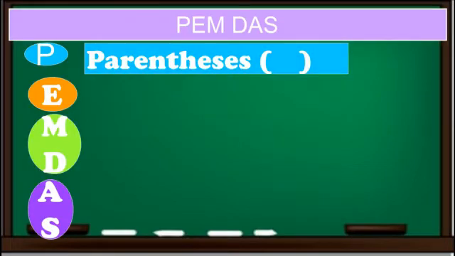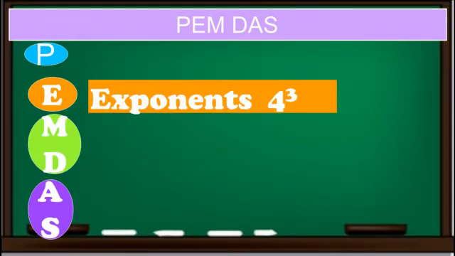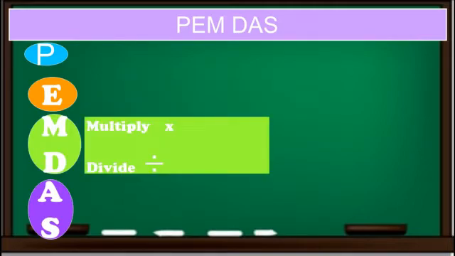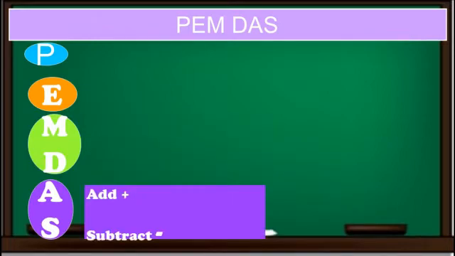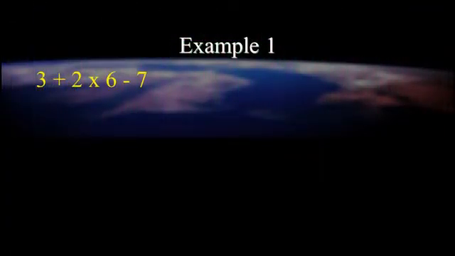The acronym PEMDAS. P stands for parentheses, E stands for exponents, M multiply, D divide, finally add and subtract. Now let's evaluate different expressions. Example 1.